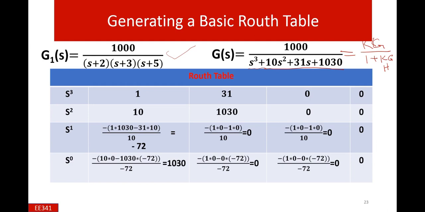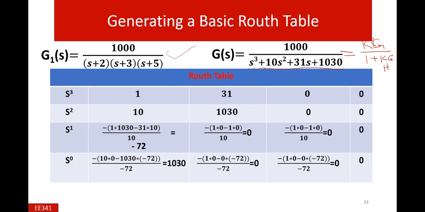So the first vertical column represents the variables, starting from the highest order, which in this example is s raised to power 3, and then s raised to power 2, s raised to power 1, and up to s raised to power 0. The first two rows are directly filled by using the characteristic equation.